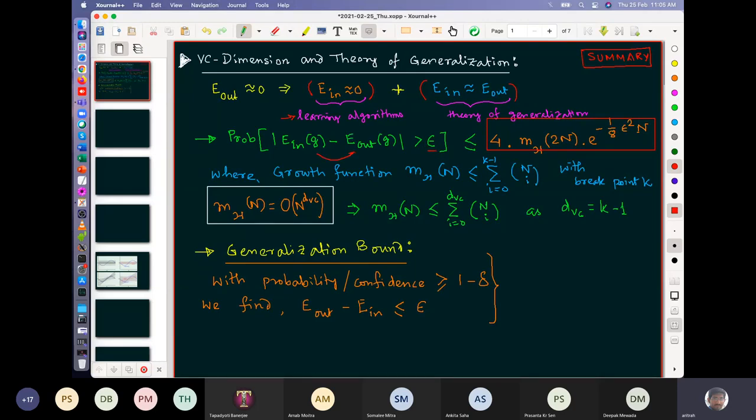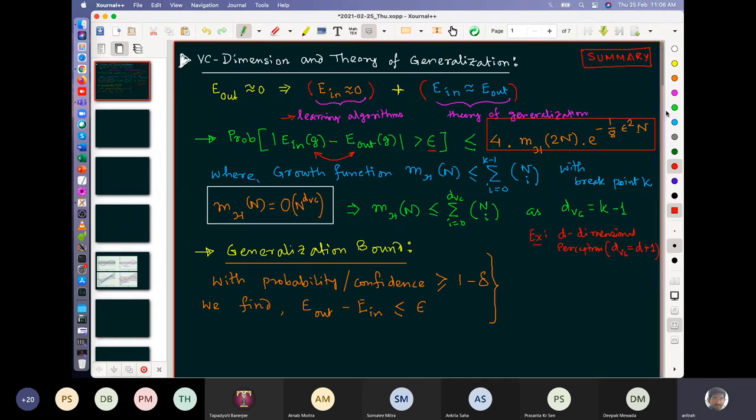That means E in is not properly tracking E out, and we make a bound with respect to the growth function, where our growth function is nothing but order of n to the power k minus 1, which is order of n to the power VC dimension. And as we had a little bit of discussion on the VC dimension as well, we compute the VC dimension in such a way. In case of an arbitrary d-dimensional perceptron, for example, we have seen that our DVC is d plus 1, and we proved that.